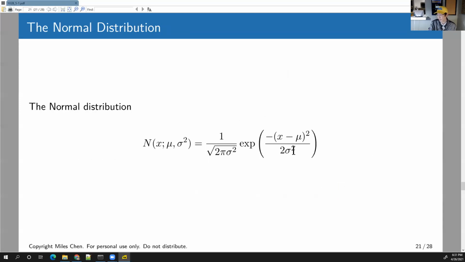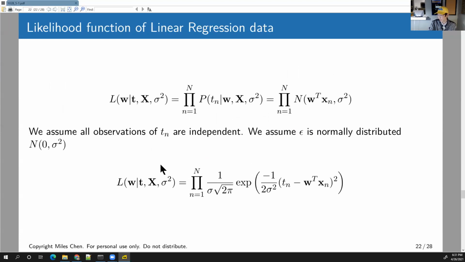Okay, and so here is the PDF of the normal distribution. So we're going to plug this in and solve. I plug in the PDF of the normal distribution here, and we're going to say the likelihood. All of these are treated as fixed values: our data, the observed observations T, the observed input values X. The sigma squared is also assumed to be fixed.